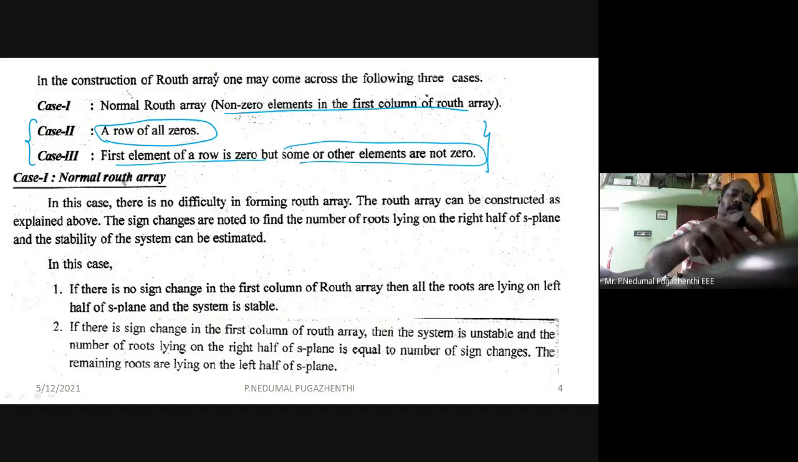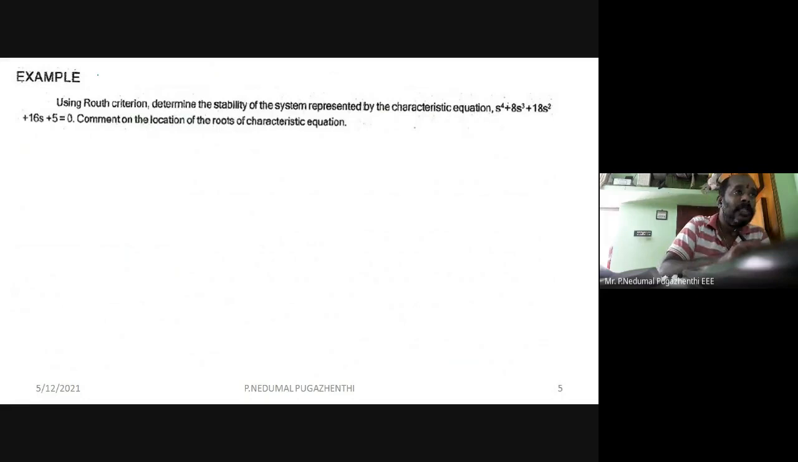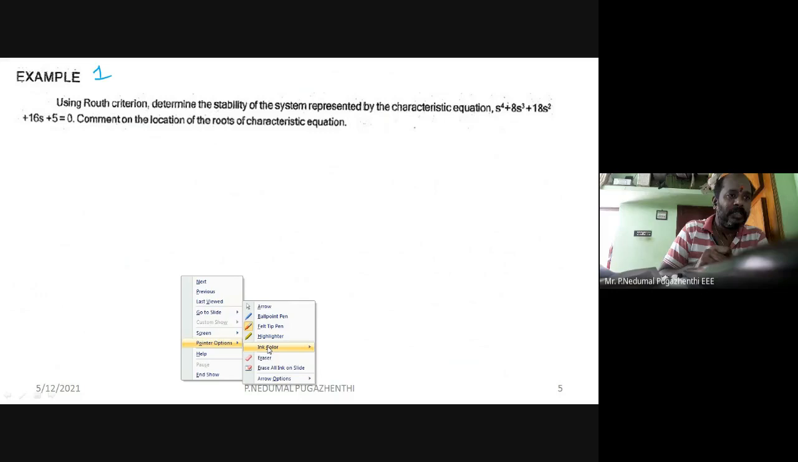Let us take an example, example number one. What does the example state? Using the Routh array criterion, determine the stability of the system represented by the characteristic equation: s power 4 plus 8 s cube plus 18 s squared plus 16 s plus 5 equals 0. They are asking to form the Routh array and comment on the location of the roots of the characteristic equation.